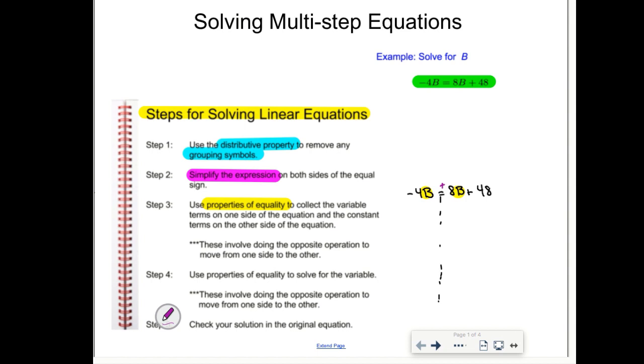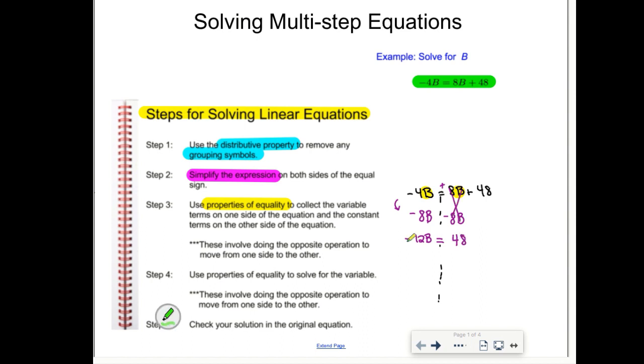We're going to subtract it. So undo addition is a subtraction. So I get that now. So now I have to simplify that. And so to simplify that, negative 4b minus 8b is a negative 12b. And then these cross out and we're left with a 48.